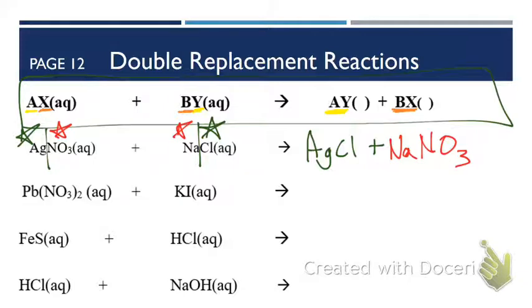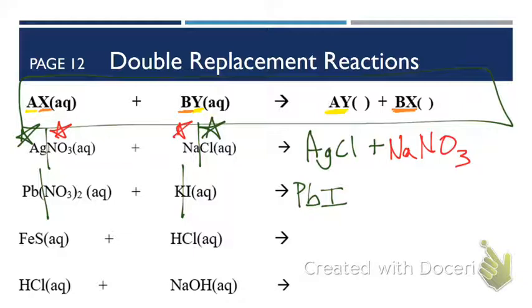In this second example, we've got PbNO3, and that's where I'm going to be breaking that one up between the Pb and the NO3, then between the K and the I. So I'm going to put my Pb and my I together, checking my charges.